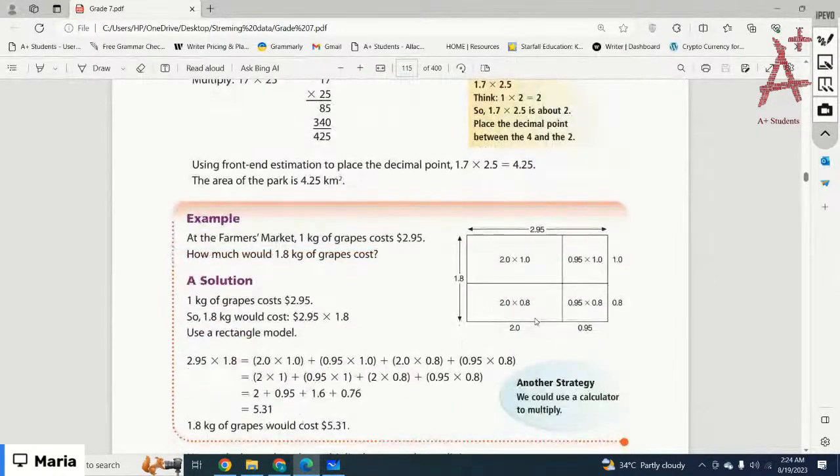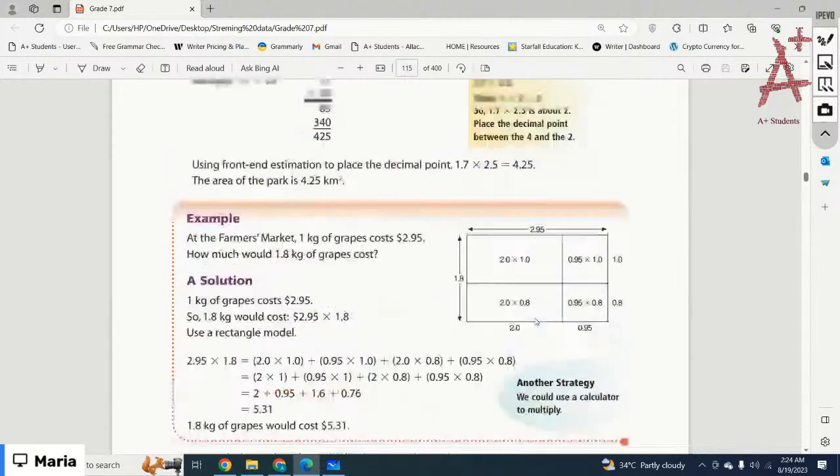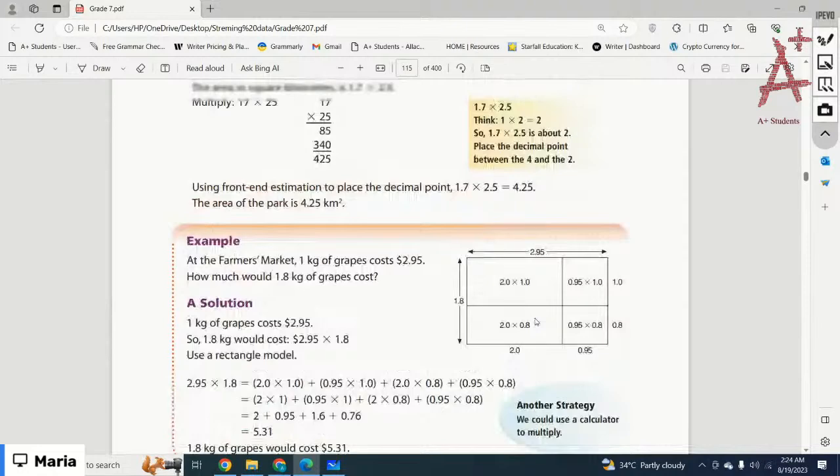Okay, let's look at this one. At the farmer's market, 1 kg of the grapes costs 2.95. I am going to explain the example. At the farmer's market, 1 kg of the grapes costs 2.95. How much would 1.8... No, I have to explain this one.